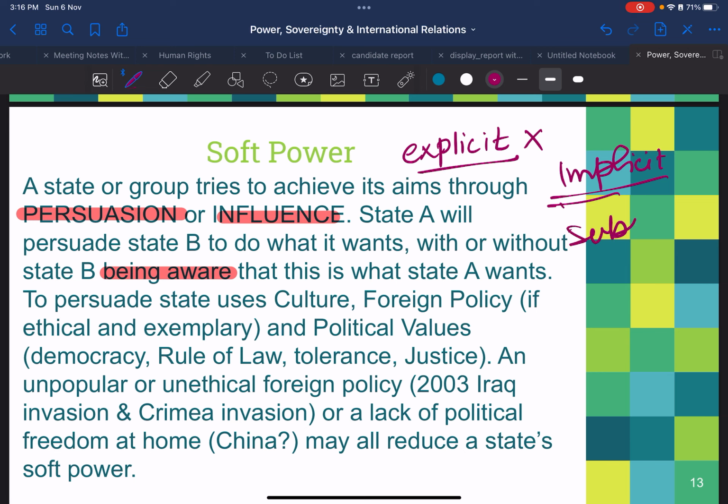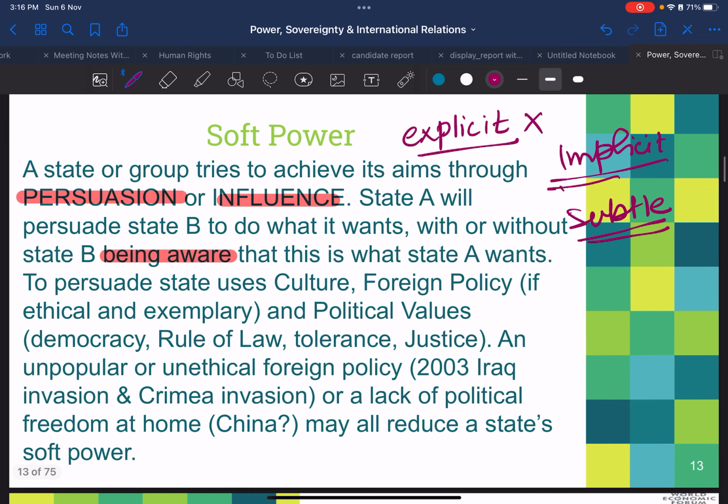It is played at a very subtle level where country B doesn't get to know about country A. To persuade, what does a state use? Culture, foreign policy. Remember, foreign policy needs to be ethical and exemplary, right? It should not be an unethical one. And political values, for example, democracy, rule of law, tolerance, justice. Through these factors, country A can influence country B.